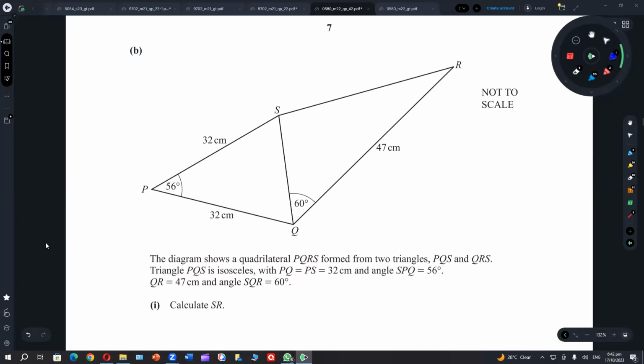The diagram shows a quadrilateral PQRS formed from two triangles, this and this. Triangle PQS is isosceles with PQ equal to PS equal to 32. Angle SPQ is 56. QR is equal to 47 and angle SQR is 60. Calculate SR.